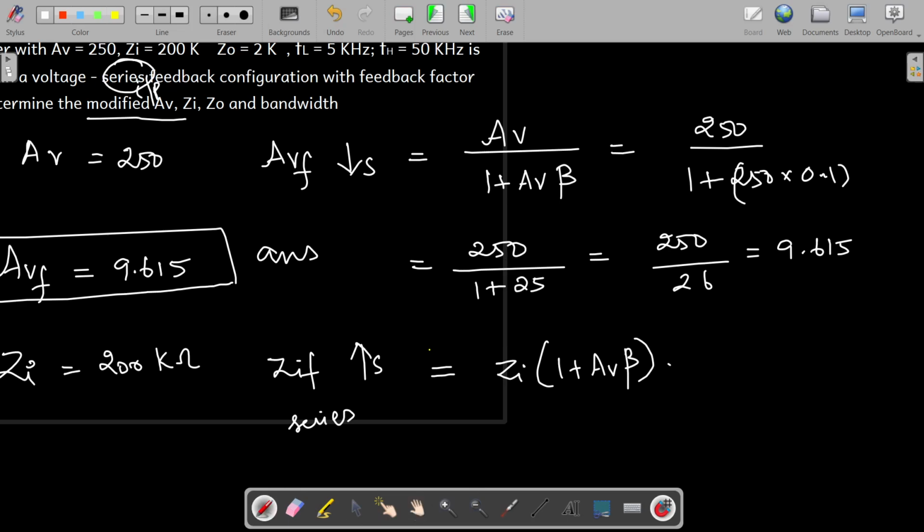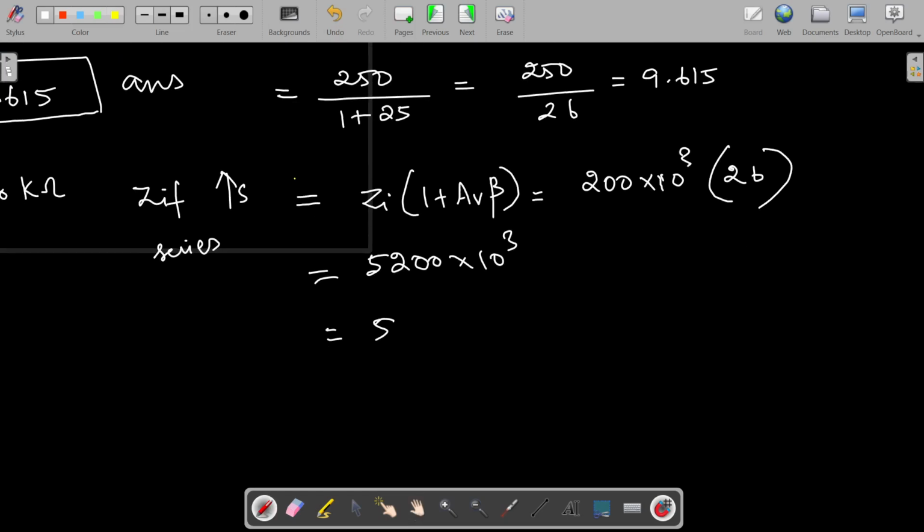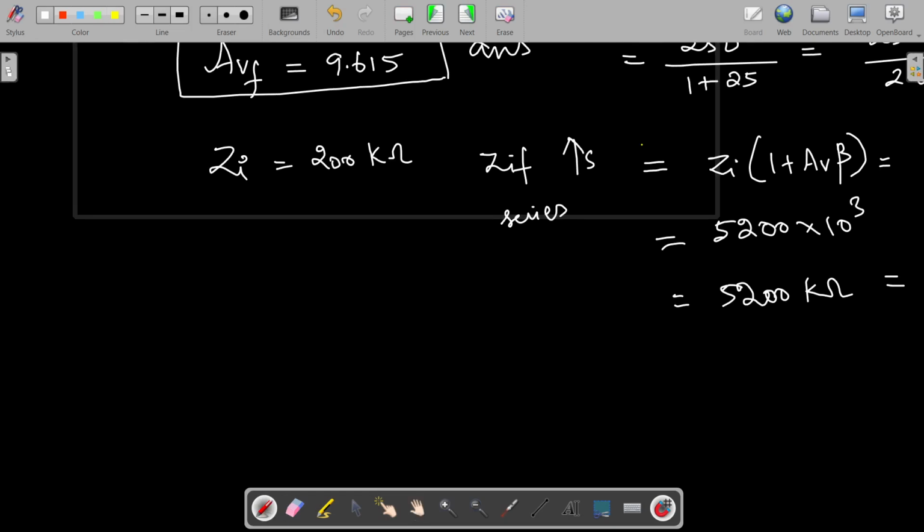So what is the Zi value given? It is 200K, so 200 into 10 power 3 multiplied by the value we got for 1 plus AV beta. It is 26, we have already calculated that. So that is equal to 5200 into 10 power 3, which is 5200 kilo ohm, or you can also write it as 5.2 mega ohm. So you got the second answer: ZIF is equal to 5.2 mega ohm.